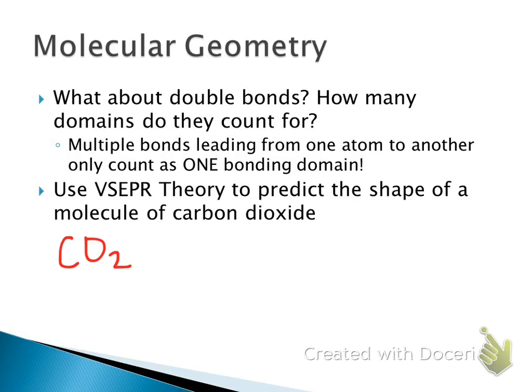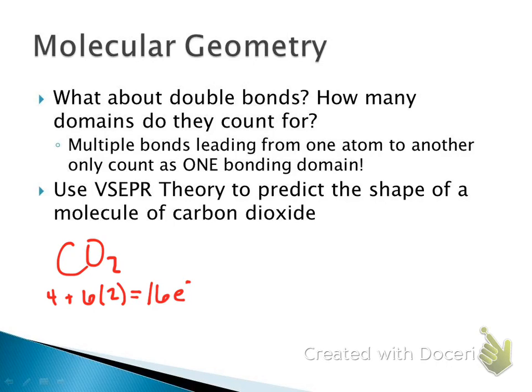And let's go ahead and try and determine the shape of a molecule of carbon dioxide. All right, so to start with our Lewis structure here, we know carbon has 4 electrons, oxygen has 6, and we've got 2 of them. So we've got 16 total electrons we have to represent here.